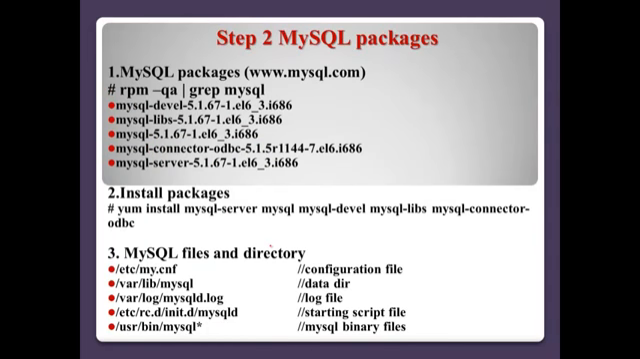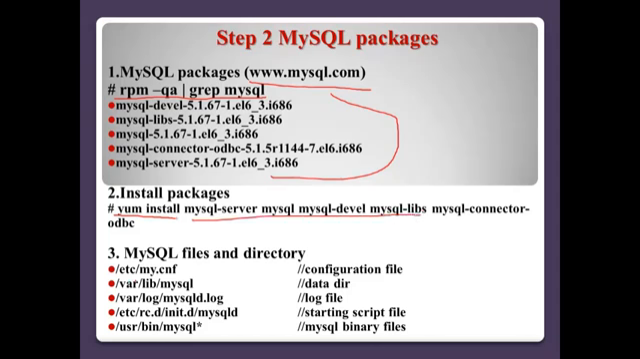Okay, step 2, MySQL packages. We can download MySQL packages from this website, www.mysql.com. But if we are using CentOS 6.3, we can download these packages directly from the CentOS website. First, we have to check using this command, rpm -qa | grep mysql. In this case, we need 5 packages. If we don't have these packages, we can install them using this command, yum install and each package name.